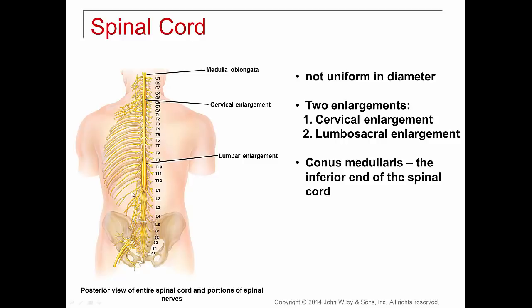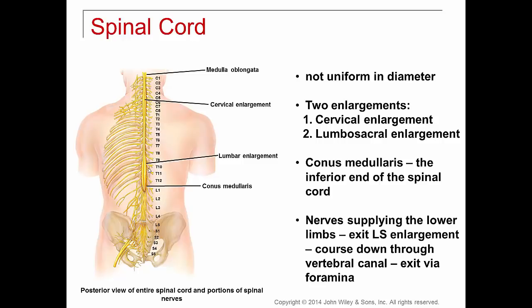Just inferior to the lumbosacral enlargement, the spinal cord tapers into sort of a cone-like structure known as the conus medullaris. It's basically the tip or end of the spinal cord. Even though the spinal cord has ended, the nerves of the lumbosacral enlargement and the conus medullaris continue down the vertebral canal, and they exit via their respective foramina. So they either exit via the intervertebral foramina that we just talked about, or through holes within the sacral bone, called the sacral foramina. The hair-like nature of these nerves coming out of the bottom of the spinal cord is referred to as the cauda equina because it sort of looks like a horse's tail.